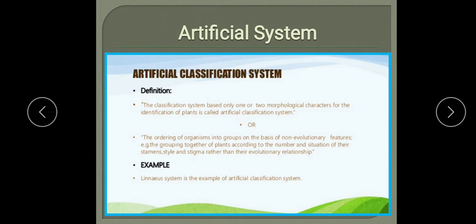These artificial systems were easy to use because only a few characters had to be recognized, and this classification was rigid. However, the major drawback was that often totally unrelated plants were grouped together, and those that were closely related were placed in separate groups. These classifications would change whenever new information was incorporated into the system. So now we will see the next system of classification.